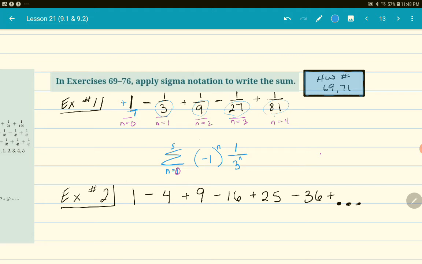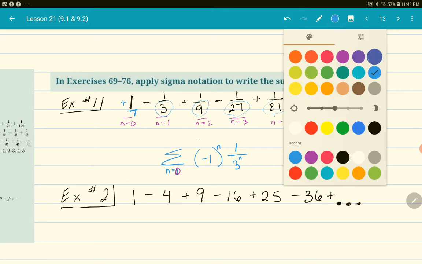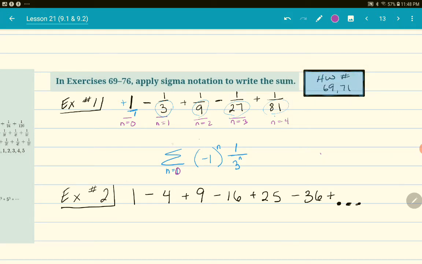So there's a formula that's starting at 0, but I only have 5 terms, so that means instead of going all the way to 5, I'll just go to 4. So I have n going from 0 to 4. The sum of n going from 0 to 4 of negative 1 to the n times 1 over 3 to the n.